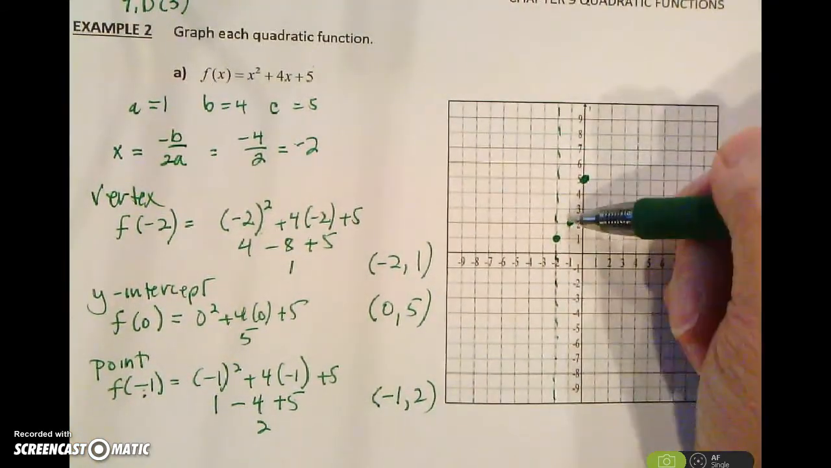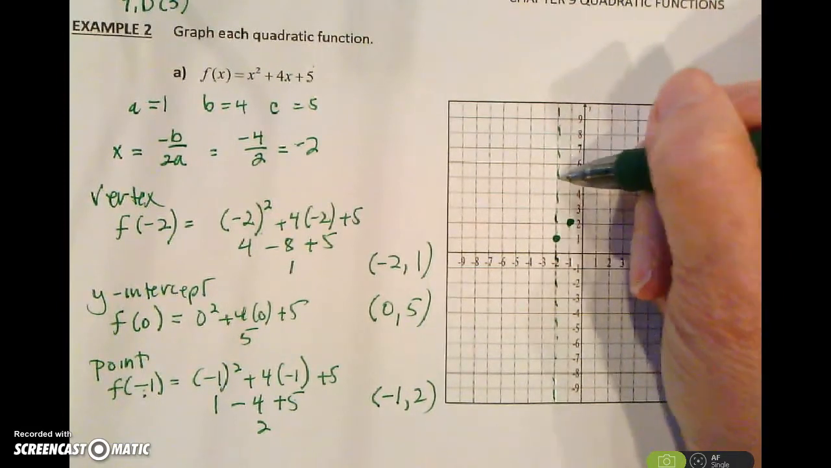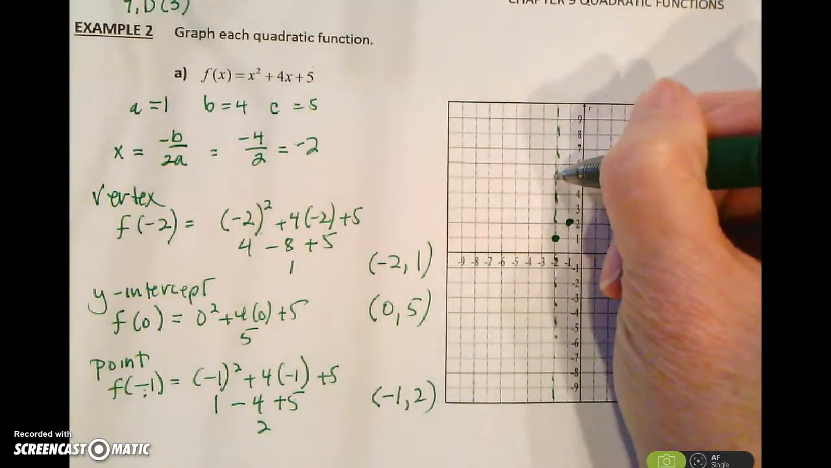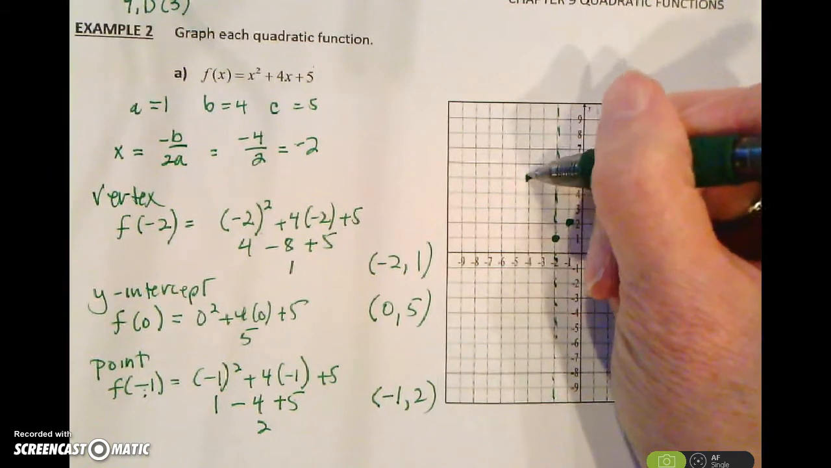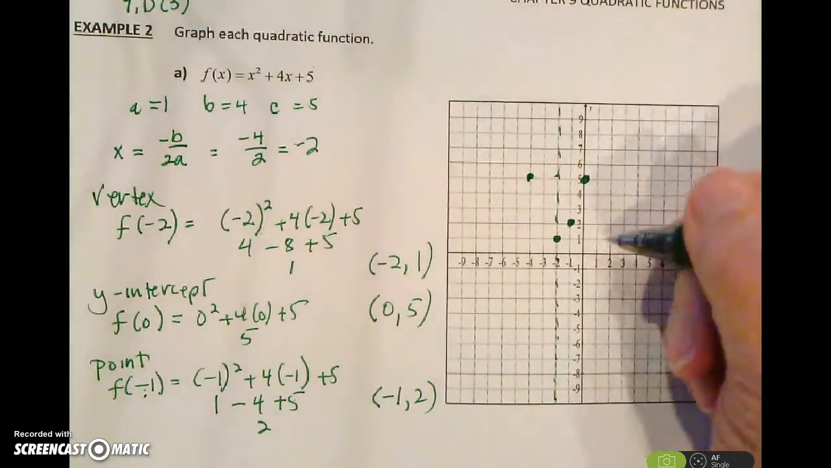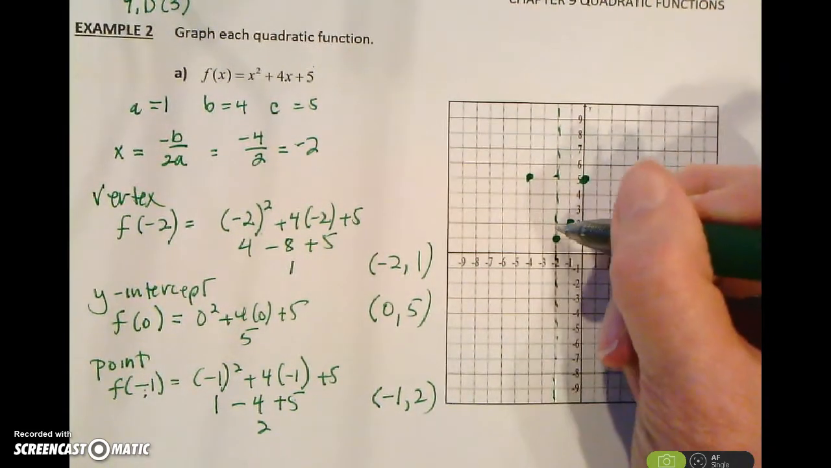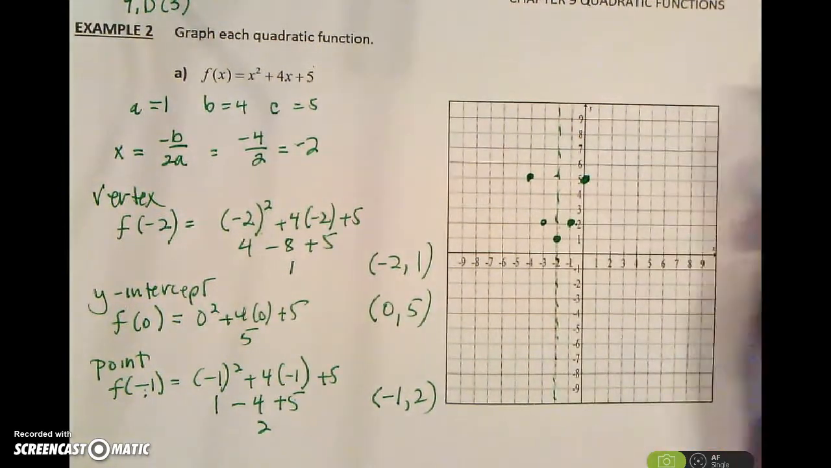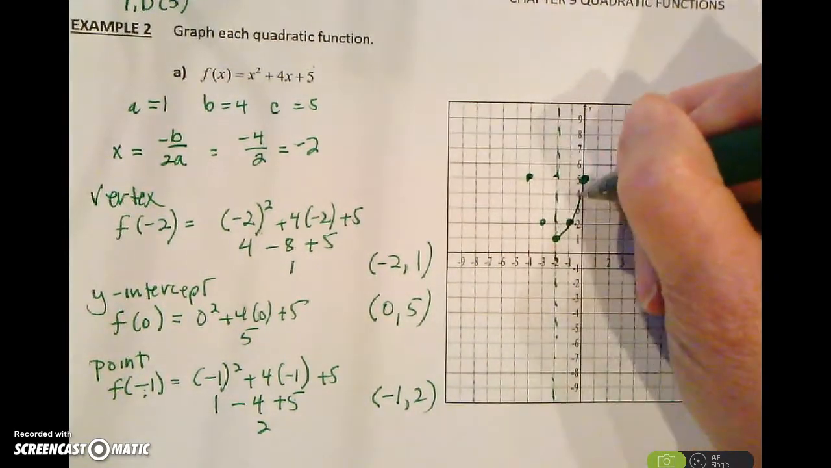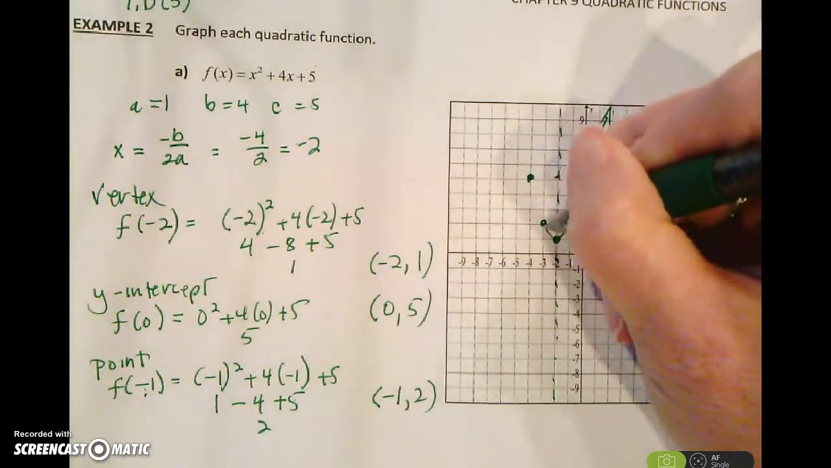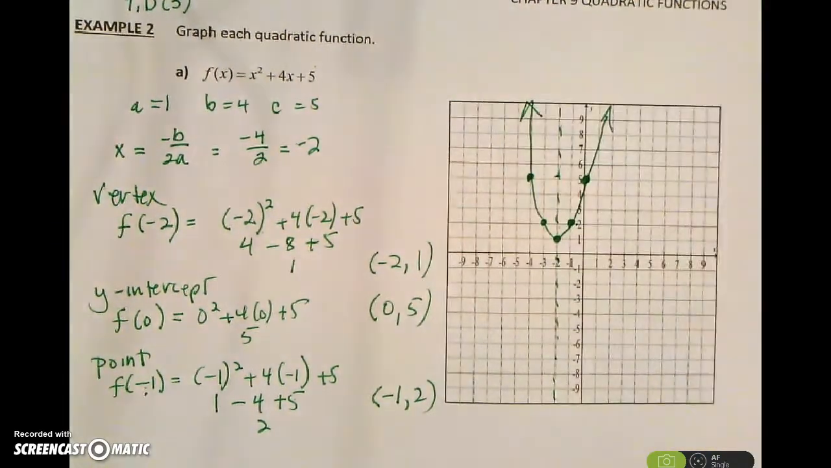All right, so then once we get our points, we're going to use symmetry. So if this is 2 to the right from the axis of symmetry, we're going to go 2 to the left for another point. This one's 1 to the right, so we're going to go 1 to the left. And then we will draw our parabola into place.